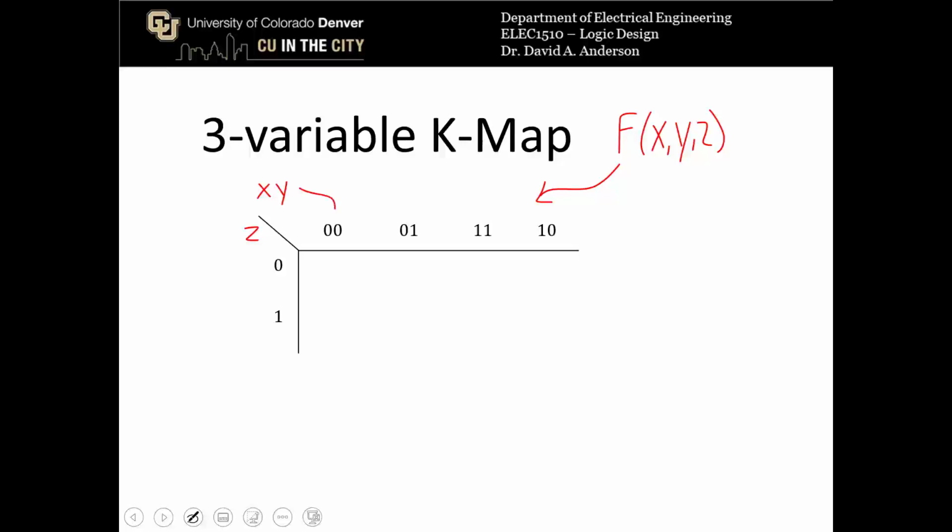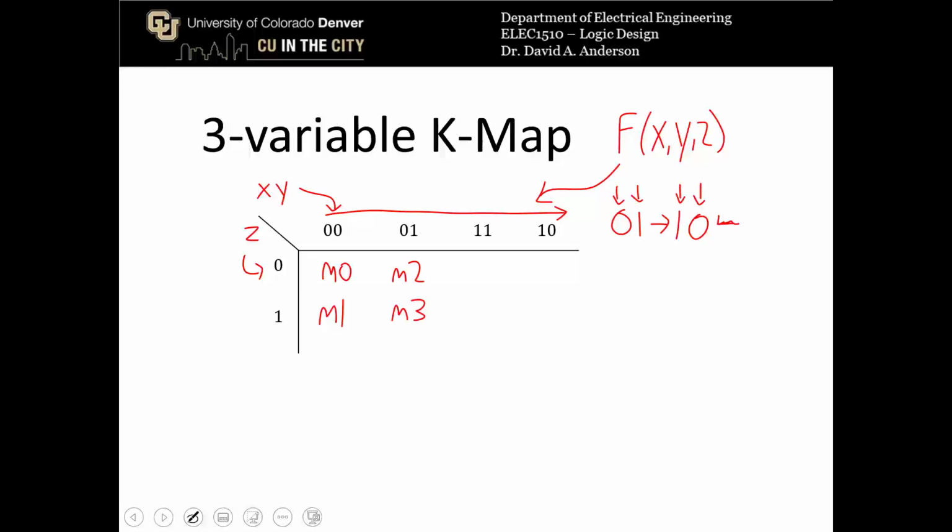Where x and y are both 0 and z is 0, that's minterm 0. Where x and y are 0 but z is 1, that's minterm 1. Then we have minterm 2 and minterm 3. Okay, now the tricky part about k-maps is that if we were to write the binary numbers counting up sequentially, counting up from 0, 1 to 1, 0 is not sequential. Both of the bits have changed state, moving from 0, 1 to 1, 0.